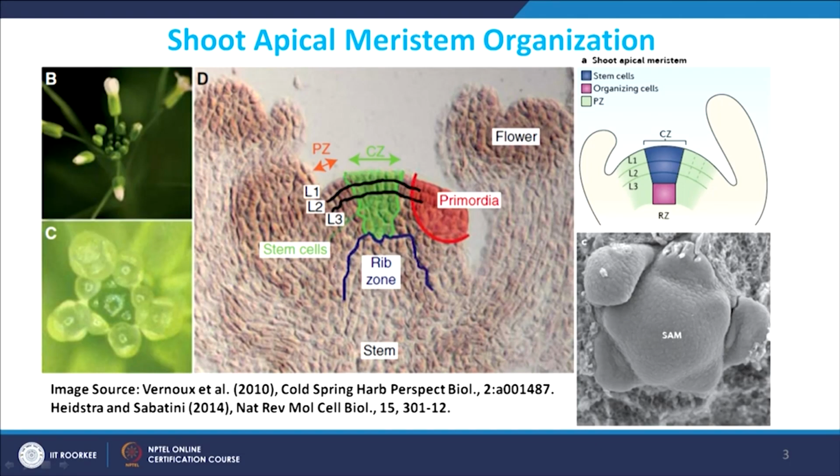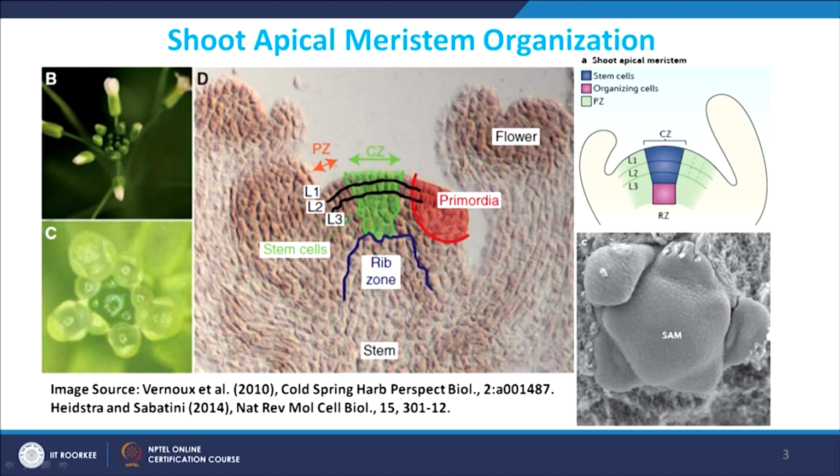As I said, it depends on the nature of the meristem. If it is a shoot meristem, then the lateral organs will be leaves. If it is an inflorescence meristem, then lateral organs will be flowers. Both are quite similar in the process of establishment and differentiation.